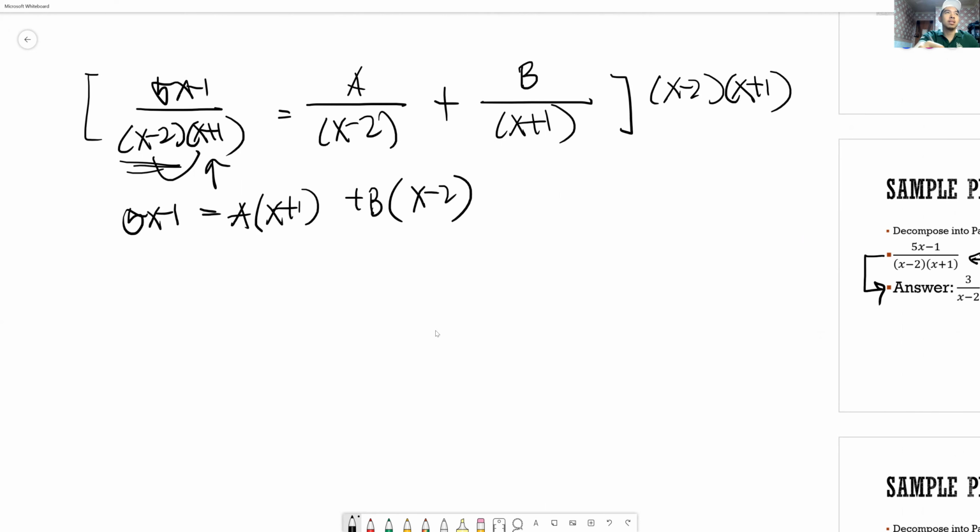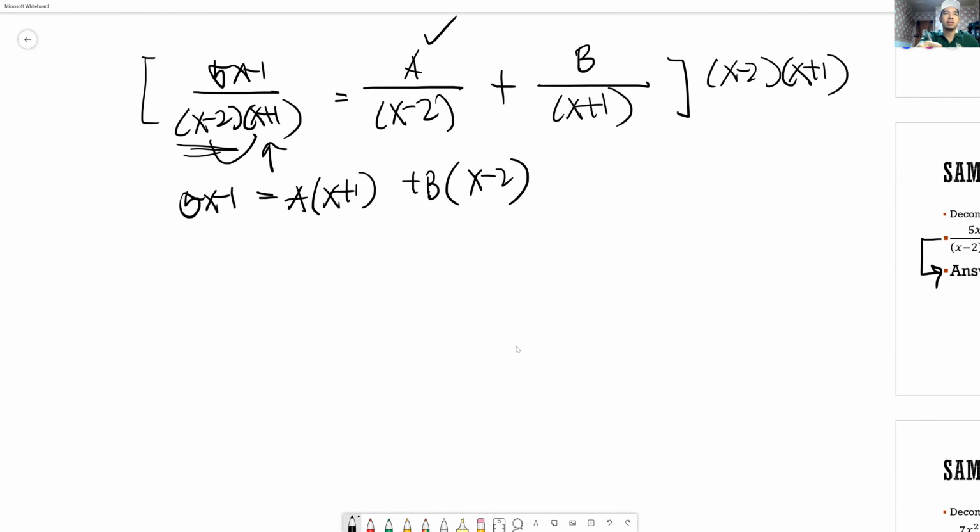Diba? I-distribute mo siya dito, magiging 5x minus 1. I-distribute mo siya dito, x plus 1 lang matitira, i-multiply mo kay A. At dito naman si B, at i-multiply mo kay x minus 2. Now you have here a single line equation. What you're going to do next is to distribute the coefficients. So we have here 5x minus 1. Okay. But before that, let me teach you this technique.